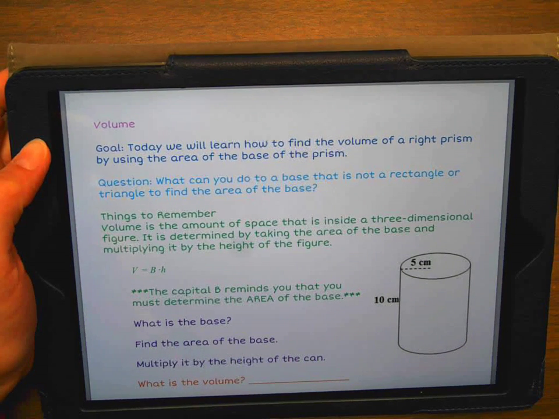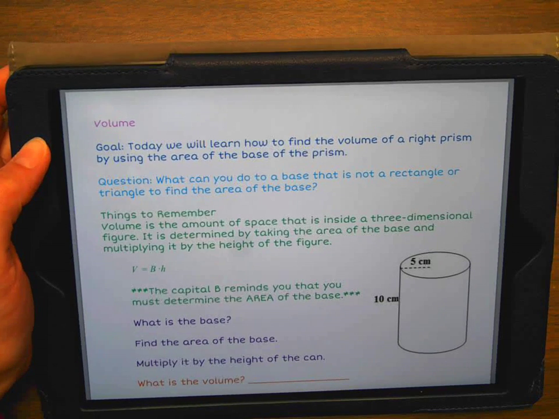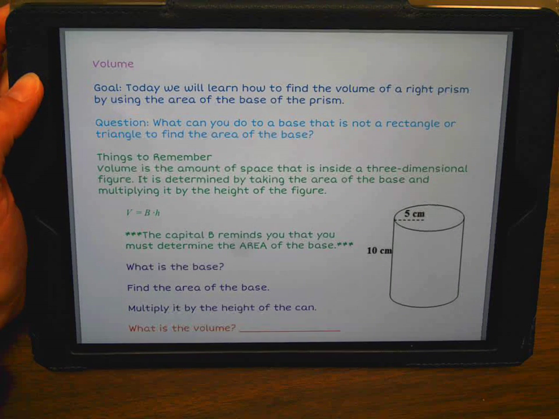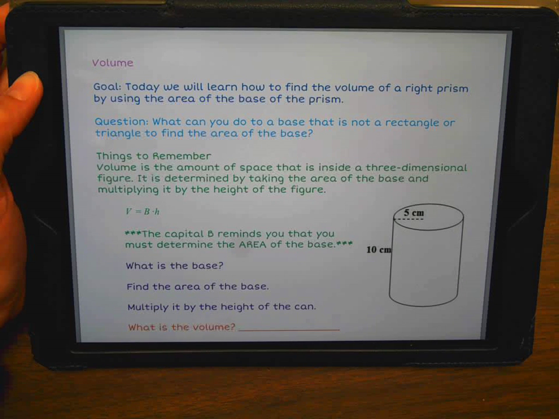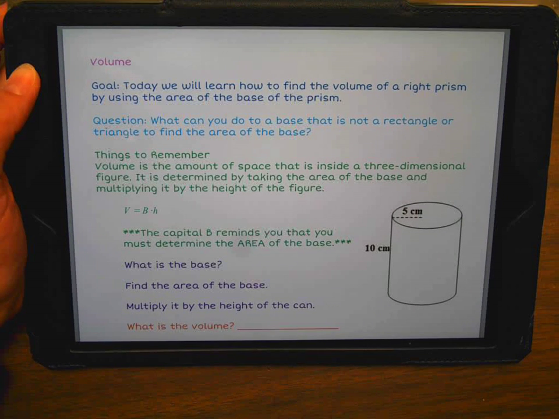Today we will learn how to find the volume of a right prism by using the area of the base of the prism. This is actually a pretty easy, fun lesson as long as you have an understanding of what some of these letters stand for. So I'm going to go over that for you. The question I want you to be thinking about is, what can you do to a base that is not a rectangle or a triangle to find the area of the base? Okay, so we'll get to that. That's a challenge question.